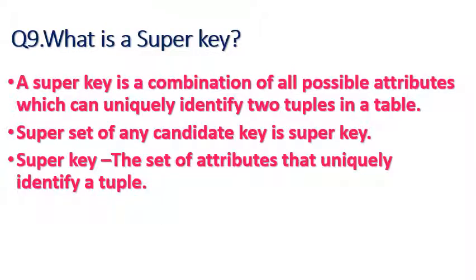My ninth question is, what is a super key? A super key is a combination of all possible attributes which can uniquely identify two tuples in a table. Superset of any candidate key is super key. Super key, in short, is the set of attributes that uniquely identify a tuple.